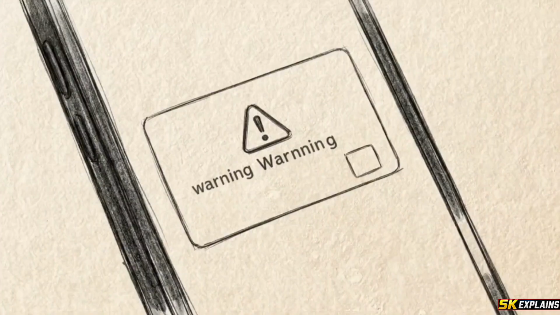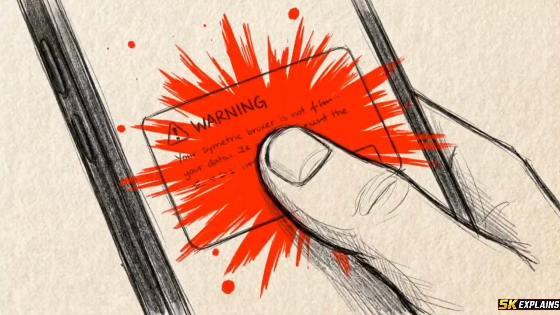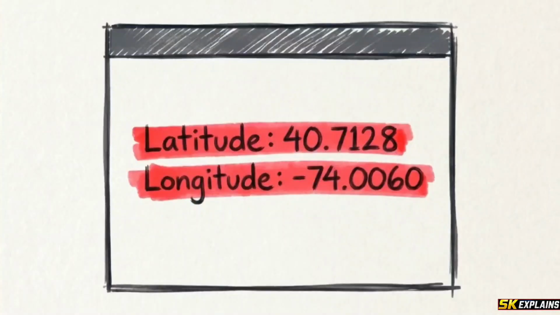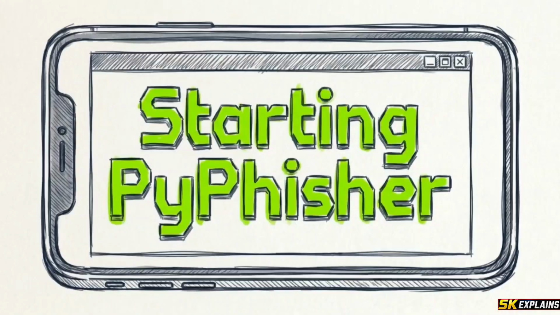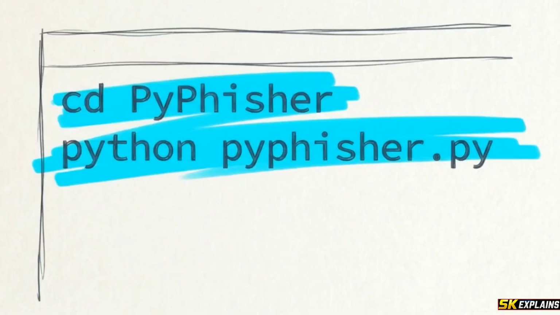A single careless click on an unknown link, combined with a habit of hitting Allow on browser pop-ups, exposes precise physical location data in seconds. Next, we'll run a credential harvesting simulation using a Python-based tool called PyFisher. Just like before, use the git clone command to pull the repository. Type cd pyfisher to enter the directory, and start the program by typing python pyfisher.chi.